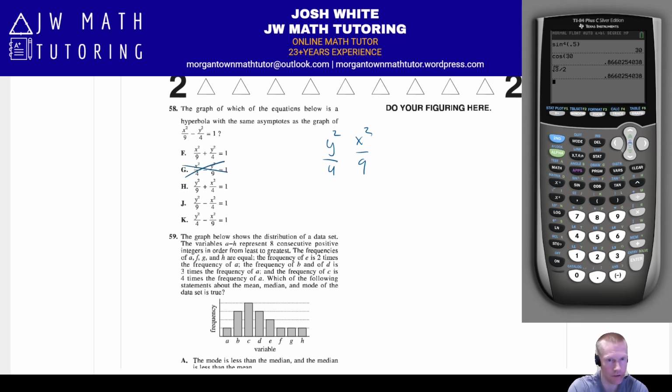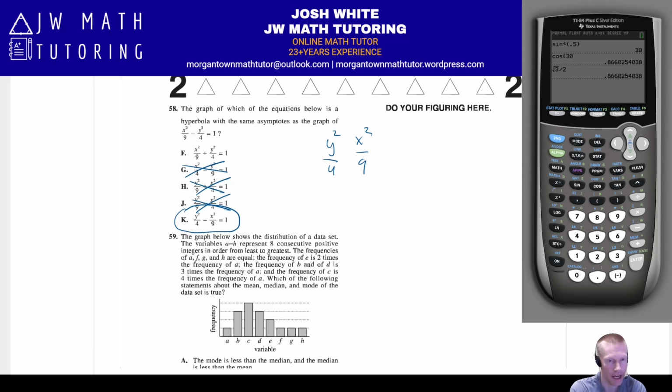So G is out because it doesn't have that. H is out, it doesn't have that. And J is out, doesn't have that. So you're down to these two choices. The other thing to keep in mind is a hyperbola always has one positive term and one negative term. So the correct answer for this one is K.